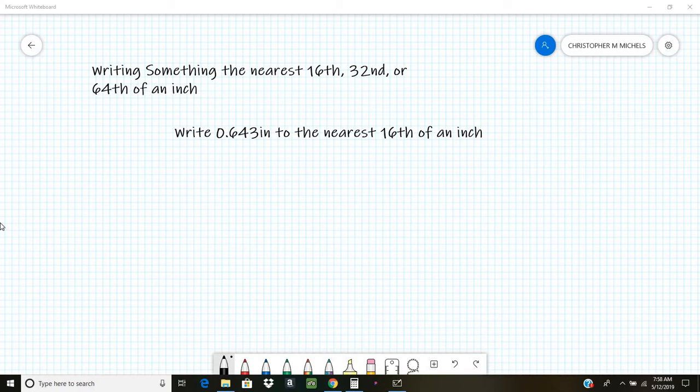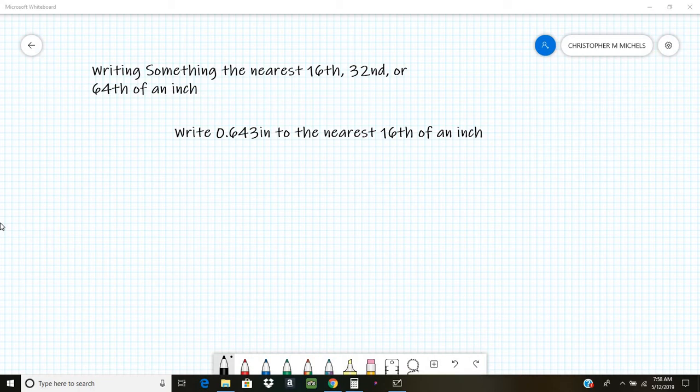So looking at the problem here, they said write 0.643 inches to the nearest 16th of an inch. Now the inherent problem with this is that 0.643 you're not going to find on any standard measuring tape. I know in the future they'll probably have something that outdates this, but in the meantime we've got to work with what we've got. So we need to figure out what this is to the nearest 16th of an inch.